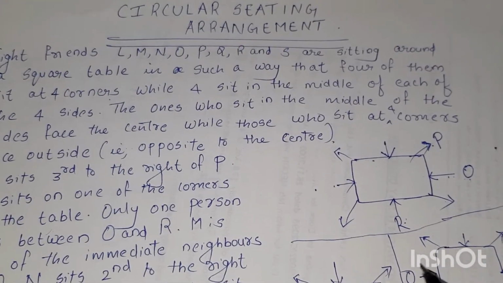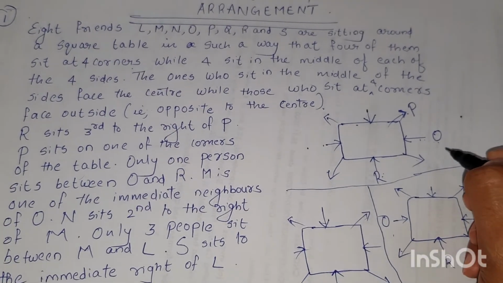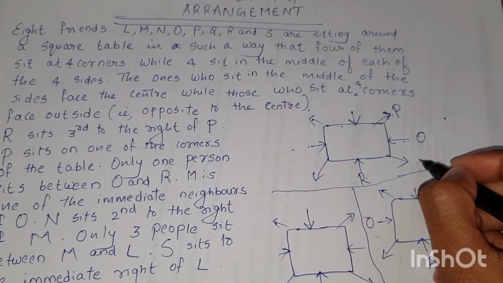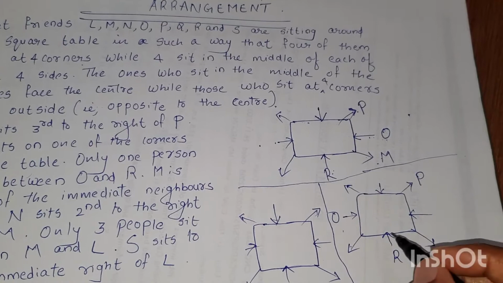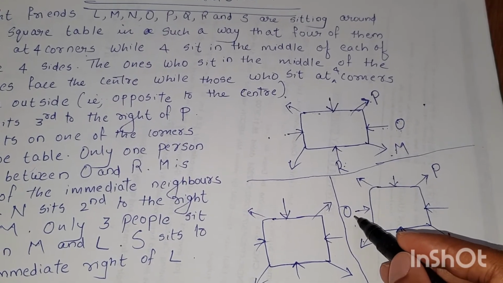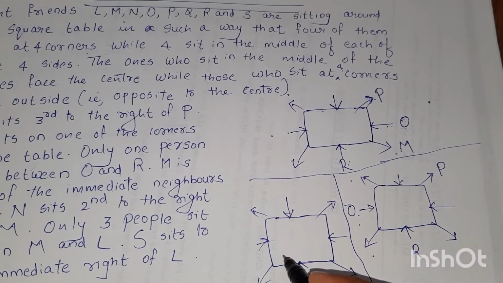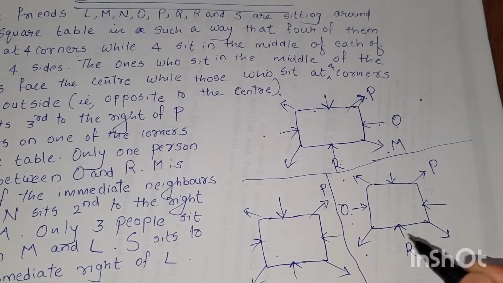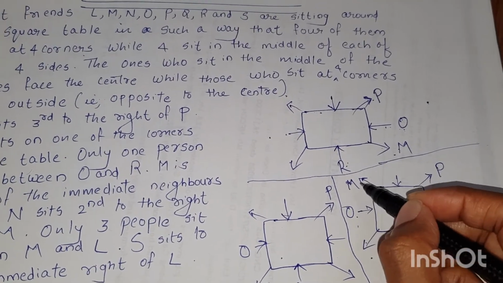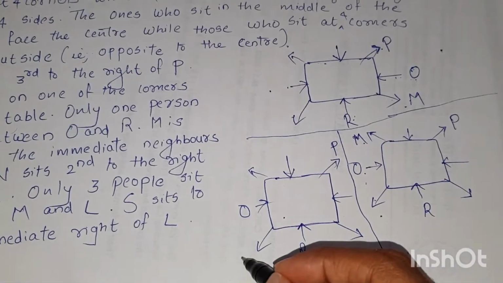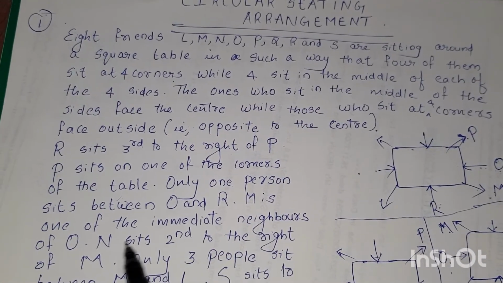That is O here. M is one of the immediate neighbors of O. Here the immediate neighbors of O are P and only one option, M. And here the immediate neighbor of O is M. So M can be here, M can be here also. That's why I have drawn another square table also, satisfying the same conditions P, R, O, except M can be here or M can be here.